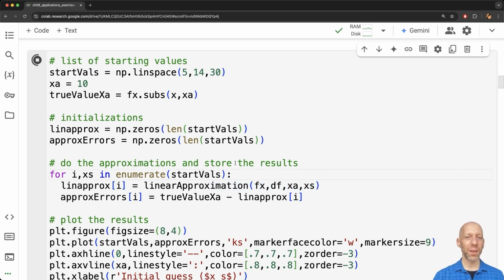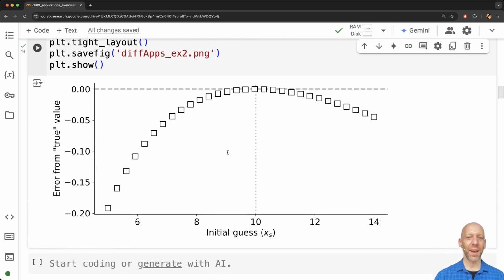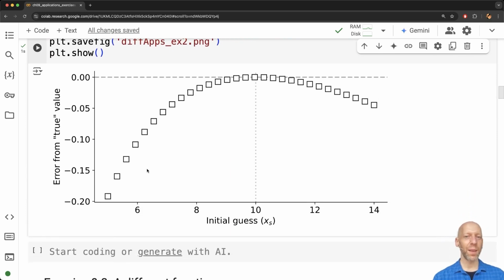Okay, all that said, now we can look at this graph. So what do we see here? We see that the errors are getting larger as we move further away from the approximating value. That makes sense. We want to know the value of the function at x equals 10. And when we use a starting value of 5, that's far away from 10. So it's no surprise that the error is going to be larger.